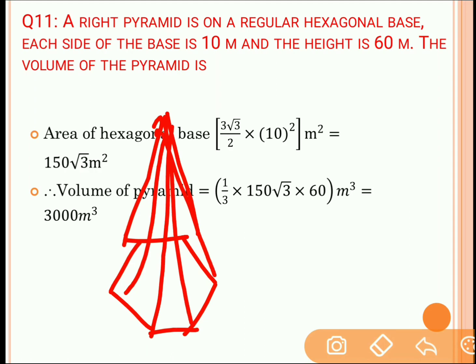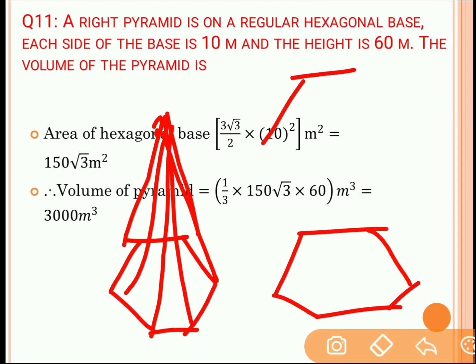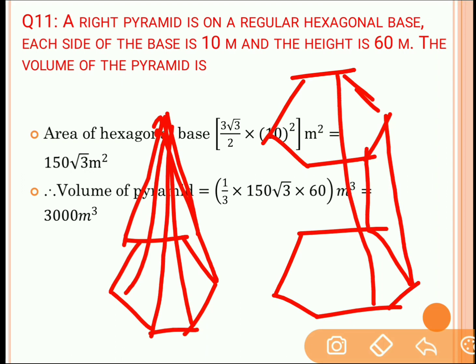So this is a pyramid over here, as you can see in the figure. For a prism there is a hexagon at the bottom and there is a hexagon at the top. Now these hexagonal points are joined together. So once these hexagonal points are joined together, you will get a prism.